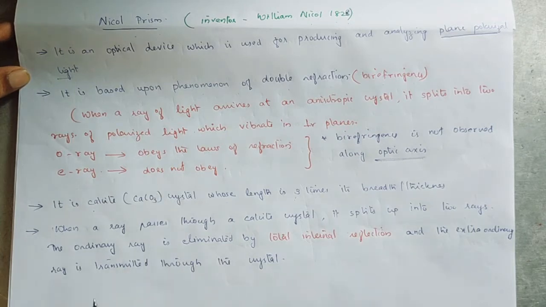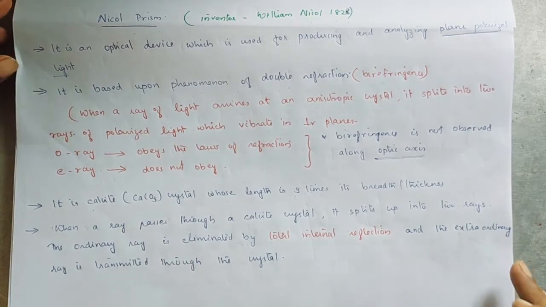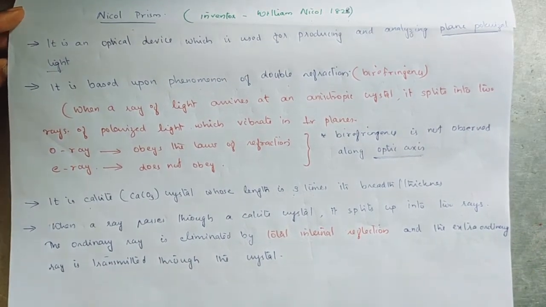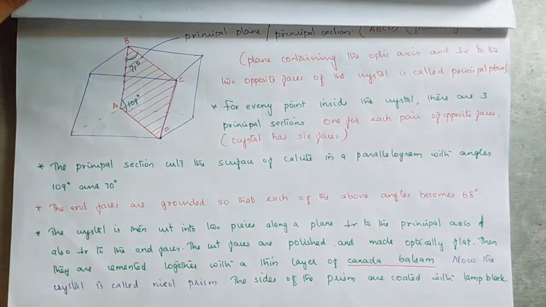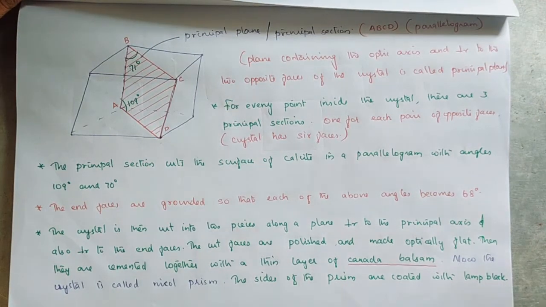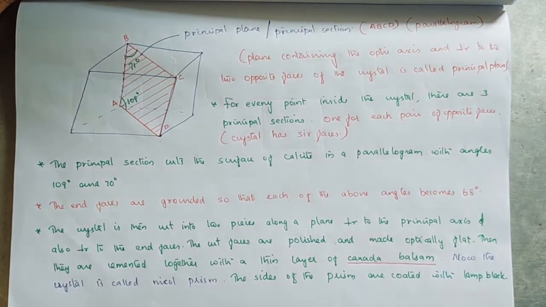By the speciality of the nicol prism, the ordinary ray is eliminated by the principle of total internal reflection, and only the extraordinary ray is transmitted through the crystal, that is, only the extraordinary ray emerges out of the crystal. We are coming into detail in this section on the principle of total internal reflection behind the nicol prism. Before that, let us just recall the last topic.